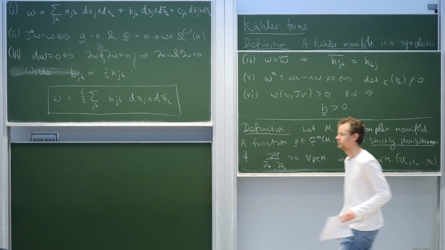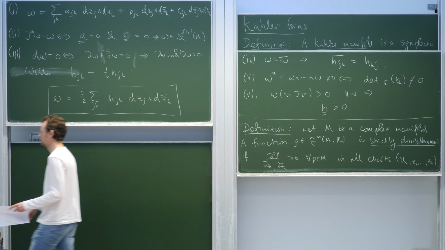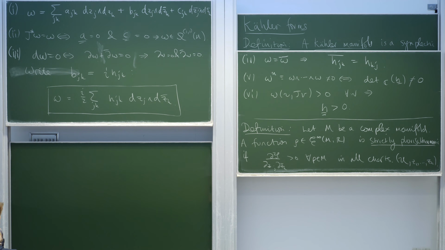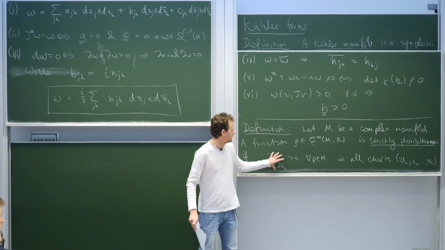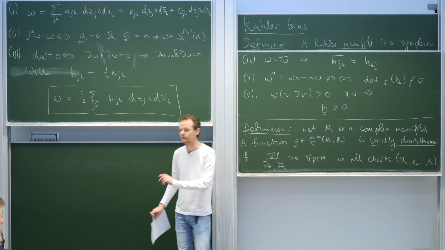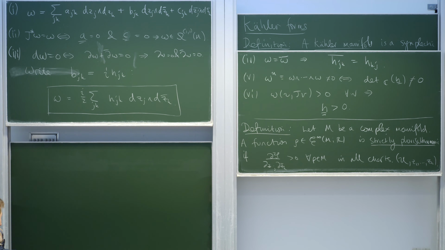Now, if you can find a strictly pluri-subharmonic function, then you found a Kähler form, right? Because actually, just set h_jk equal to this, and you have yourself a Kähler form. And then you have a Kähler manifold. Well, let's capture that.